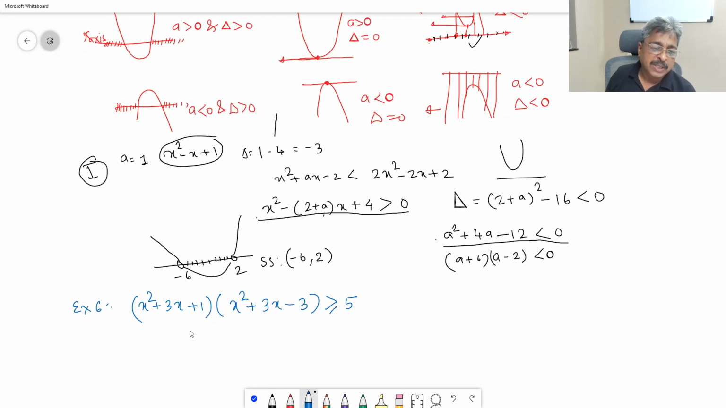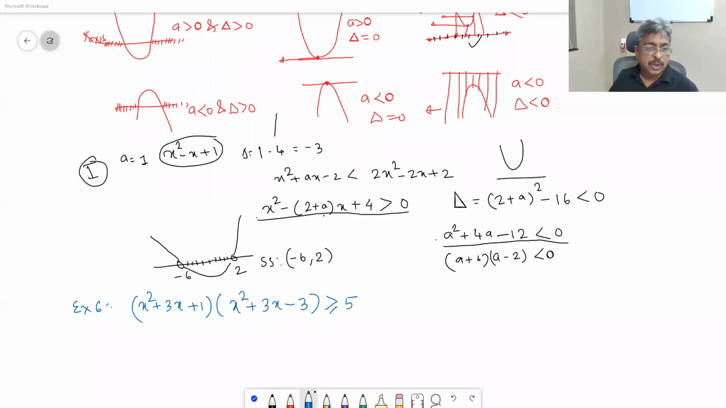Substitute x square plus 3x as y. Take this 5 also to the LHS and factorize the LHS in terms of y. Then substitute back y is equal to x square plus 3x and do further factorization and solve it. That is the way to go about it. Wait for a couple of more minutes.